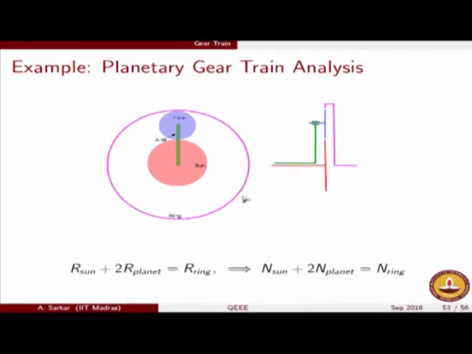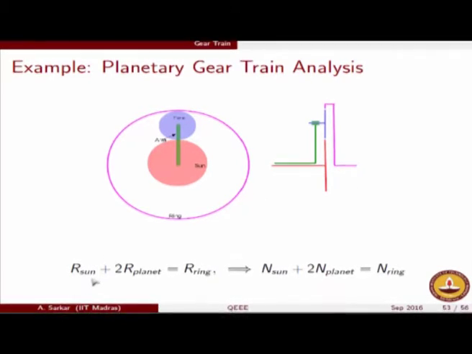Now as always we will take our assumption that the modules of all the gears are the same. So if the modules are the same, we will land up in the following condition. The geometry itself says that the radius of the sun plus the diameter of the planet is the radius of the ring. That is, the center of the sun and the center of the ring are exactly the same. They are concentric, which is also very clear from this drawing. The center of the sun and the center of the ring are on the same line. So therefore they are concentric gears.